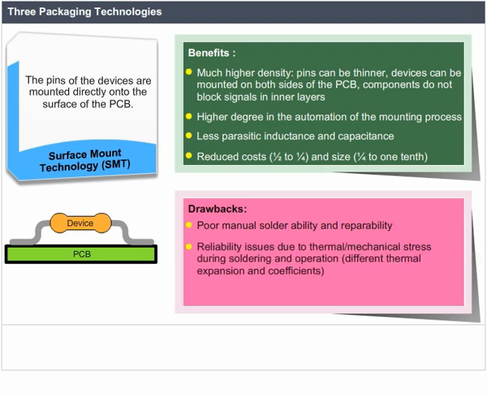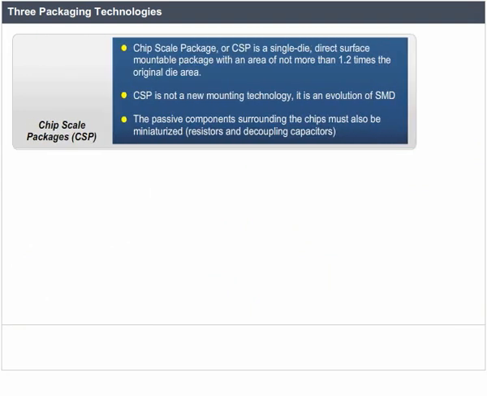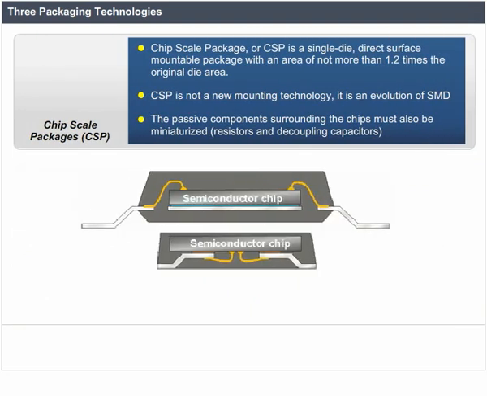Reliability issues due to thermal and mechanical stress during soldering and operation. Different thermal expansion coefficients. Classic verification procedures are no longer valid. Chip scale packages, CSP. A chip scale package, or CSP, is a single-die direct surface mountable package with an area of not more than 1.2 times the original die area.